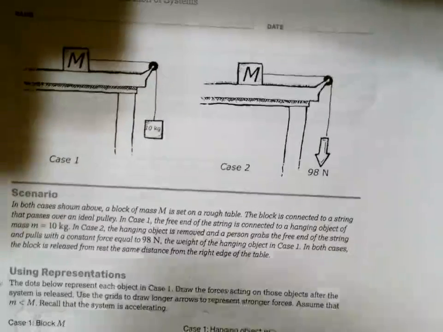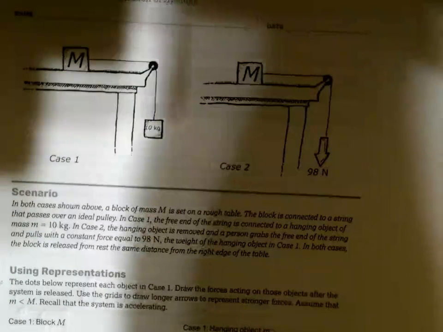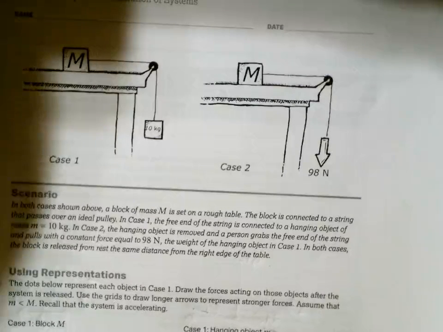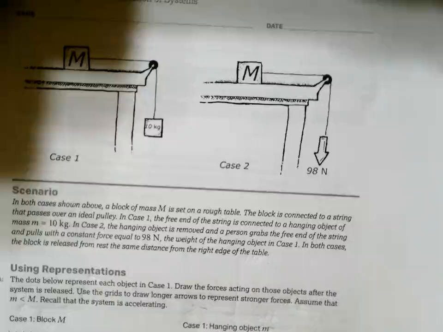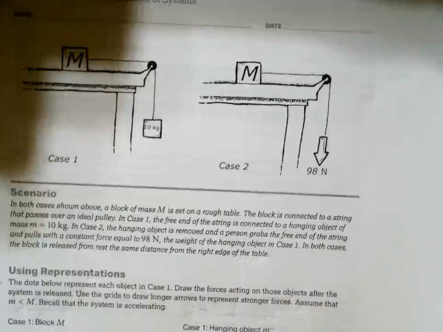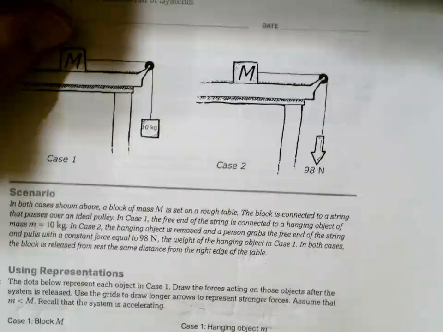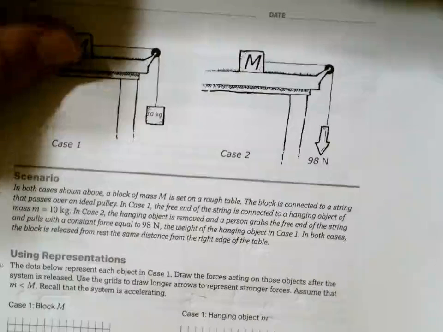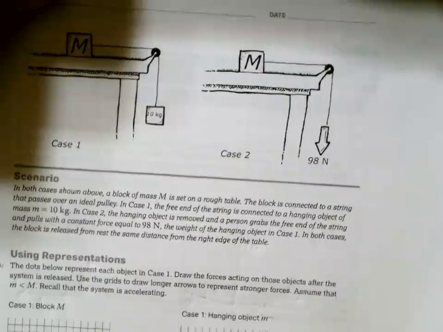All right, so what comes next is K. For K, we have a block on a rough table, and the block is connected to a string that passes over an ideal pulley. In case 1, the free end is connected to a hanging object of 10 kilograms. In case 2, the hanging object is removed and a person grabs the free end and pulls with a constant force of 98 newtons, the weight of the hanging object in case 1. In both cases, the block is released from rest the same distance from the right edge of the table. For block 1, the dots below represent each case. Draw the forces acting on those objects after the system is released.